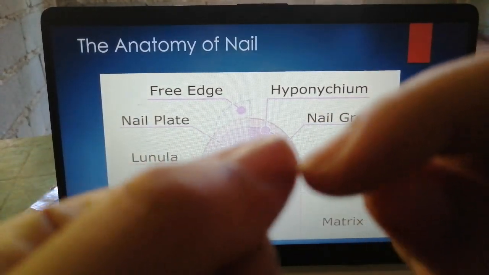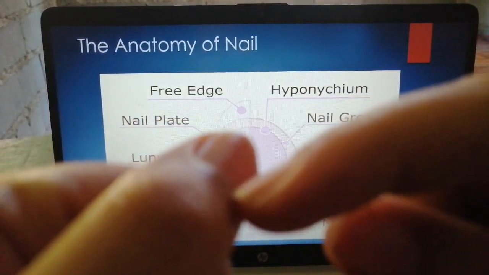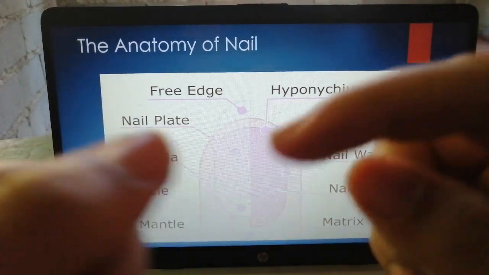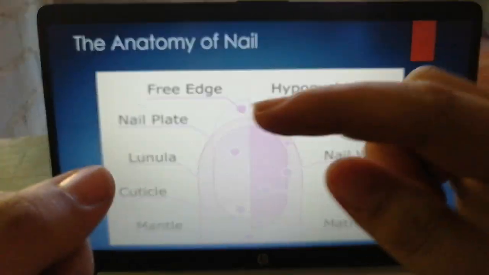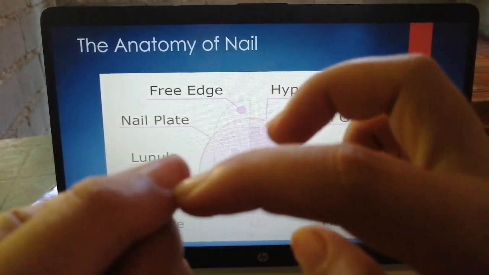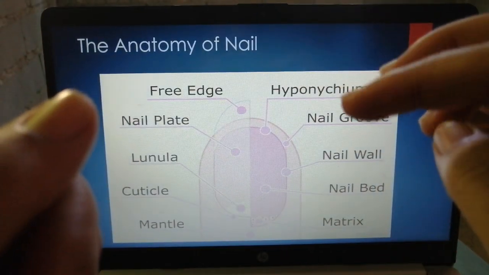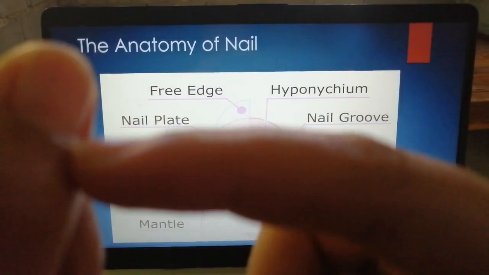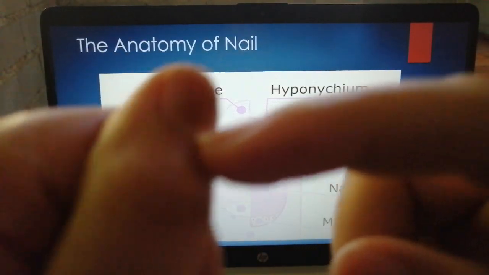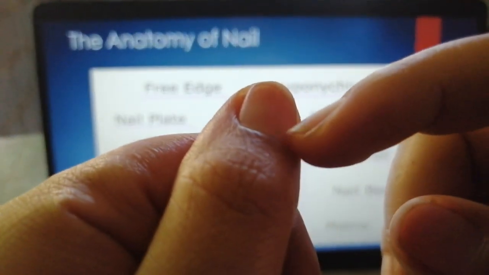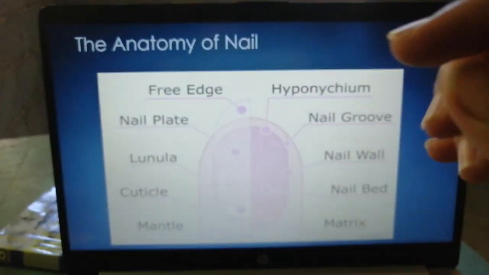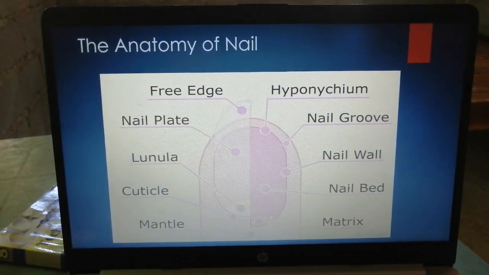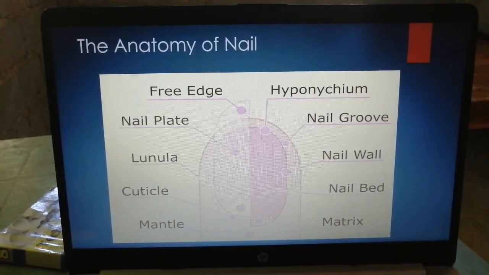Then nail wall, ang nail wall ito. Ang nail wall ibig sabihin ito, parang wall daw siya. Ito ang nail wall. Nail bed, ito naman dito sa loob. Nail bed. Then matrix ito. Ayan, ito yung matrix. So, tatandaan nyo yung anatomy of nail. Baka sakaling nakabilang ito sa exam nyo.